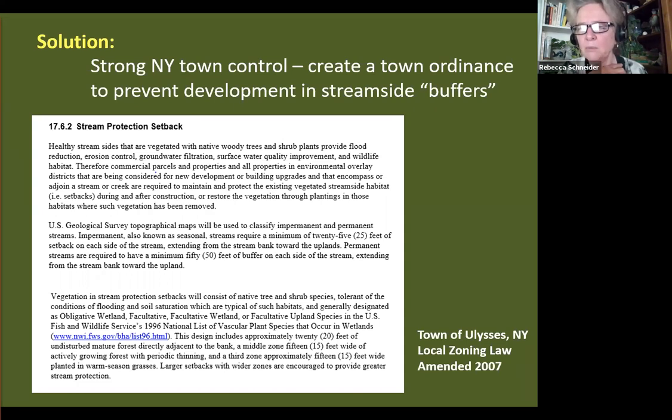When people come in with a permit to put in a garage or to do some development, the first thing that's asked is, show us the stream if it's going through your property. We use the USGS topographic quadrangles, which I described earlier, and a buffer. We put in a buffer and say you cannot develop within that buffer. So you can influence your town local government, and we can get you the website or more information about this as an example of a model ordinance that you could put in place.